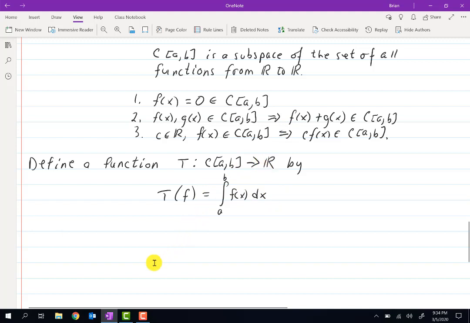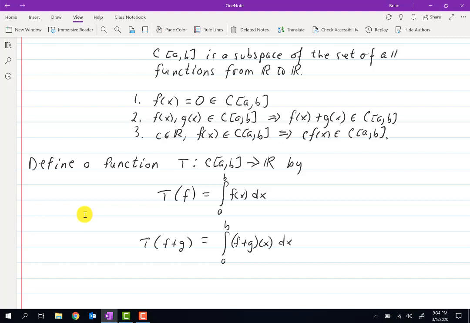Alright, anyways, let's go ahead and check the three axioms and see, well, to be a linear transformation, I only need to check two things. That it preserves sums and it preserves scalar multiples. So let's start with T of f plus g. And that's defined as the integral from a to b, f plus g of x dx.